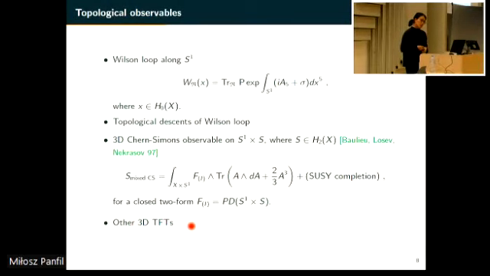And we can also consider coupling other 3D topological field theories. For example, you can start from some 3D N=4 theories that have a global symmetry G, and we can perform the topological A twist on it and couple this G global symmetry to the gauge group of our theory. It will be interesting to study all those topological observables. Today, we are going to only talk about the Wilson loop along S1 and also the Chern-Simons observables that I just mentioned. Okay.